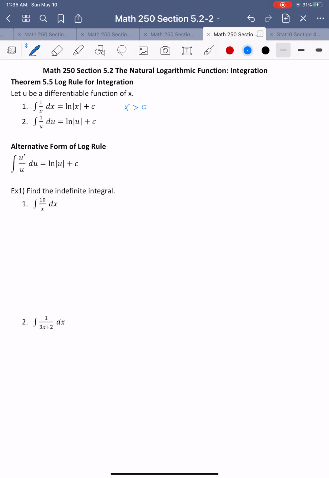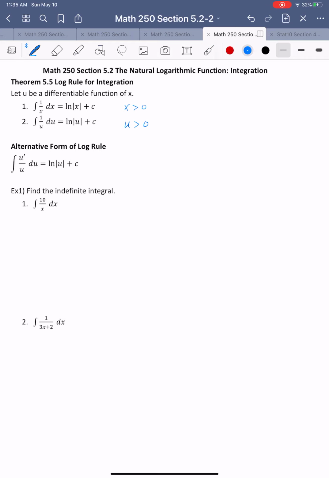And then the integral of 1 over u du equals ln u plus c, make sure u is always positive too. So the alternative form of the log rule: if you have the integral of u prime over u du, it is ln u plus c. All right, let's do the examples.